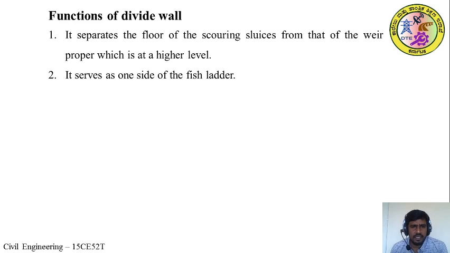Another function of the divide wall is that it serves as one side of the fish ladder.